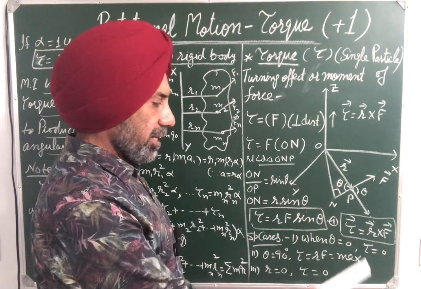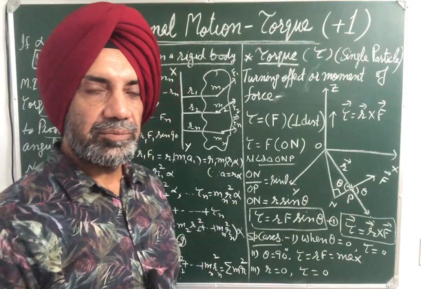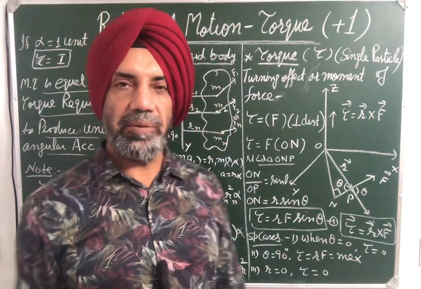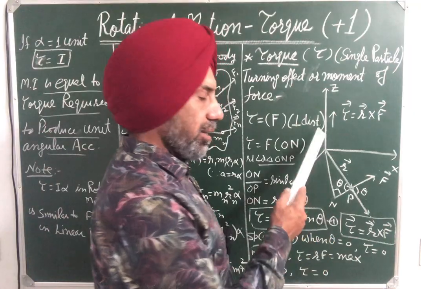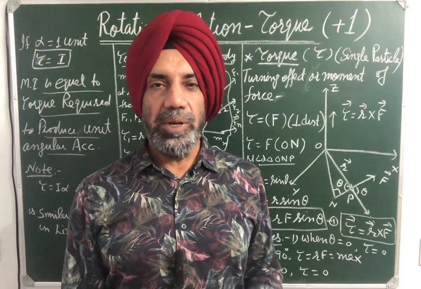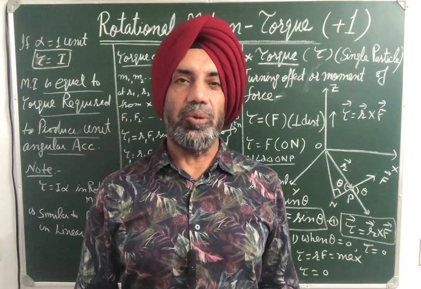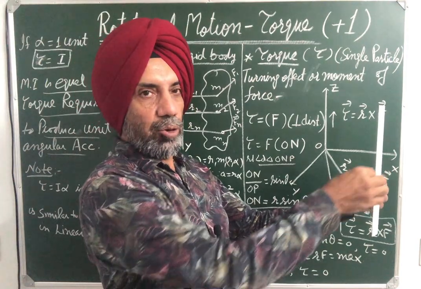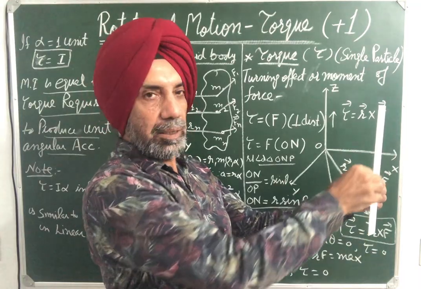Special cases. When theta is equal to 0, sin 0 is 0, so torque will be 0, that is minimum. So when force acts along the direction of the position vector, there will be no torque. Even when theta is equal to 180 degrees, torque will be 0. That's why we cannot open or close a door by applying force parallel to the plane of the door. If this is a door, we cannot open or close it by applying force like this, parallel to the plane of the door.